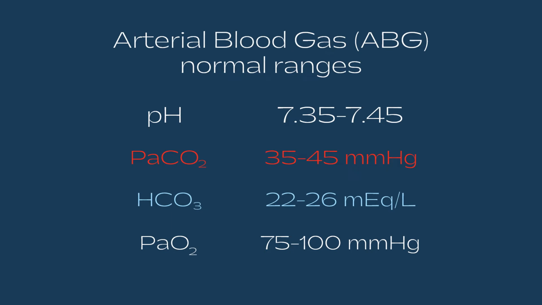The partial pressure of oxygen is always included in an ABG. This is a very useful metric for a patient on a ventilator or a patient with a respiratory problem. However, PaO2 is not used to determine the acid-base imbalance, so we will ignore it for the remainder of this video.